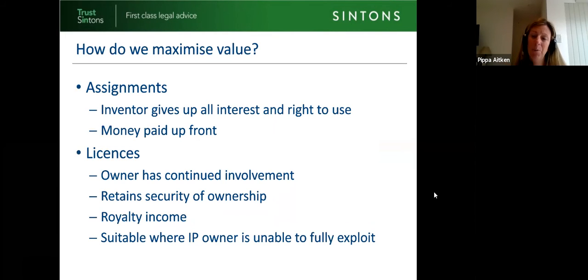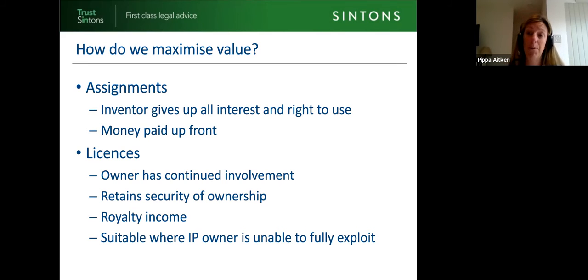Once we've identified what IP we actually have, how do you maximize the value from it? Well, as I mentioned before, with trademarks, you can sell it or you can give permission to someone else to use it. A legal term which you may have heard is an assignment. An assignment is effectively a sale, or a purchase if you're a purchaser, and the inventor will give up all their interest and right to use the IP. Usually you get a lump sum paid up front and you'll have no continuing obligations with regards to the IP.